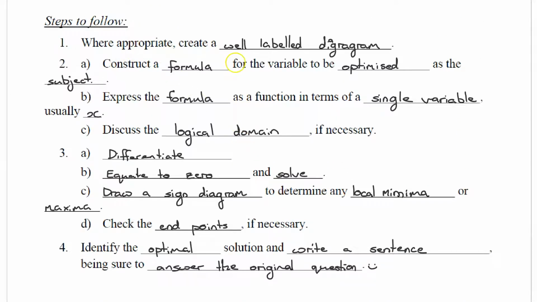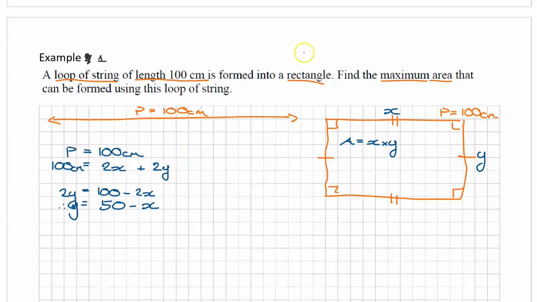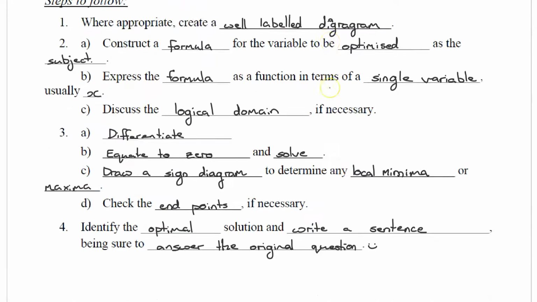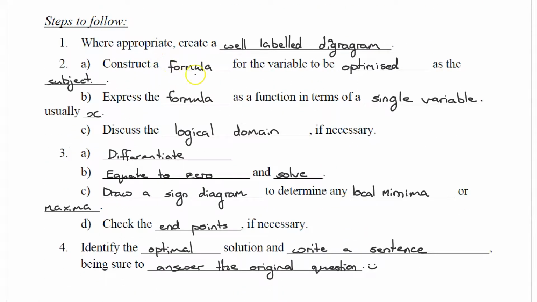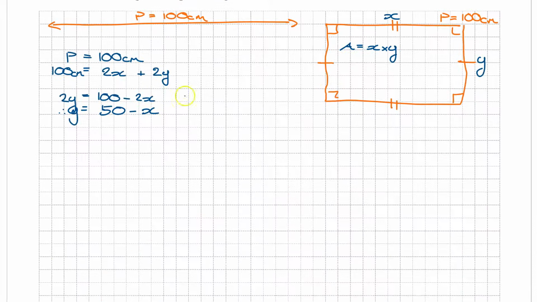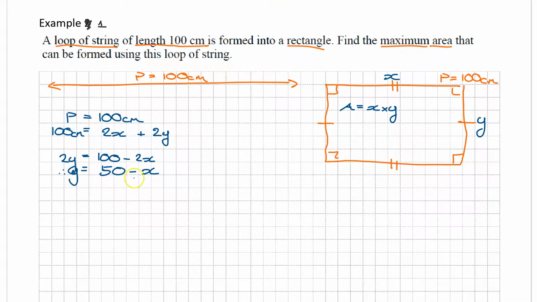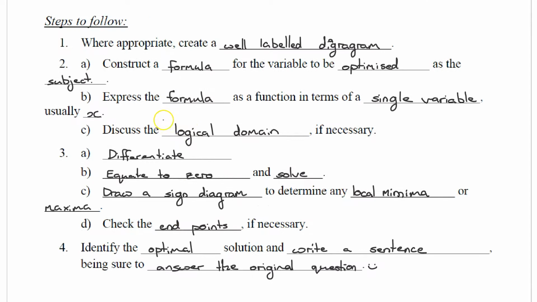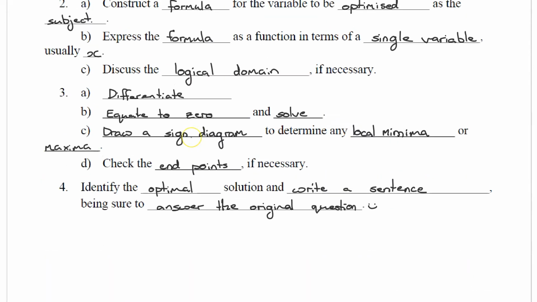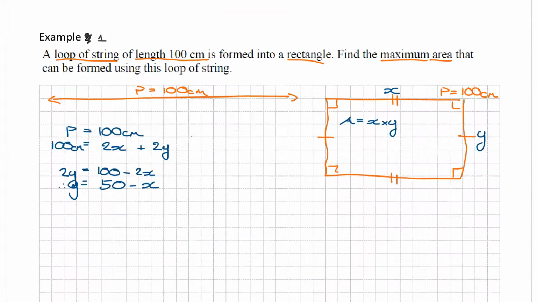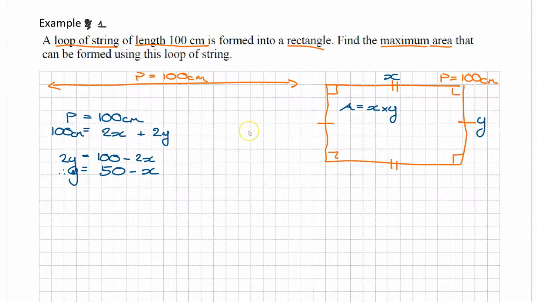Alright, cool. So actually let's go up and just recap. So draw a well-labeled diagram. Okay, that looks pretty good in my opinion. Then construct a formula of the variable optimized as the subject. So this x and y here, yep. Part B, forming function, single variable, usually x. Discuss the logical domain, haven't done that yet. And then 3, differentiate. Okay, so think about this. When we're talking about the perimeter, it has one constraint.